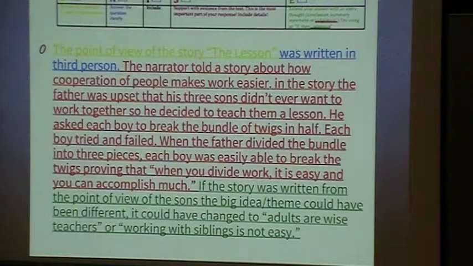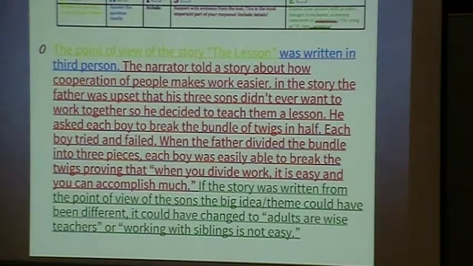The point of view of the story, the lesson, was written in 3rd person. So the kids had to identify the narration, and then they have to prove that, which is the red. The narrator told the story how the cooperation of people makes work easier. In the story, the father was upset that his 3 sons didn't ever want to work together, so he decided to teach them a lesson.